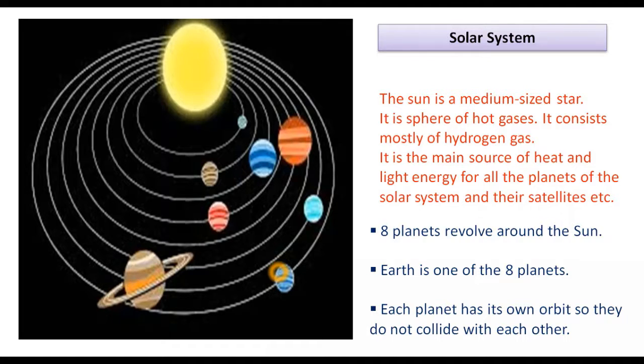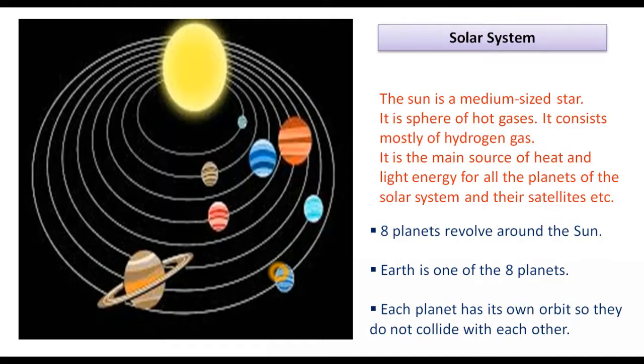The diameter of the Sun is about 100 times the diameter of the Earth, and the mass of the Sun is more than a million times the mass of the Earth. The Sun is an extremely hot object, with a temperature of about 6,000 degrees Celsius, and it is a sphere of gases.